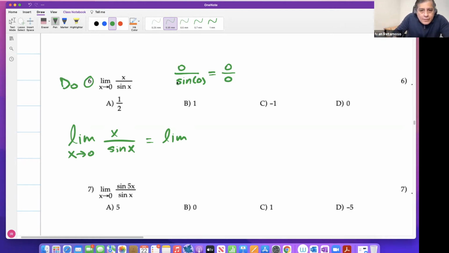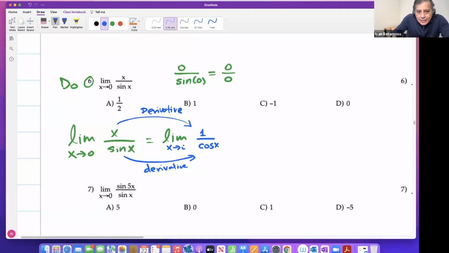Very good, right? If you get 0 over 0, then simply take the derivative. The derivative of this is 1. That's what L'Hopital's rule says. Take the derivative of this: the derivative of sine is cosine. And then try the substitution again. But the good news is that now when you try, this will make sense. It's not going to be 0 over 0 anymore. Cosine of 0 is 1. 1 over 1 is just 1. That's it. Very good.